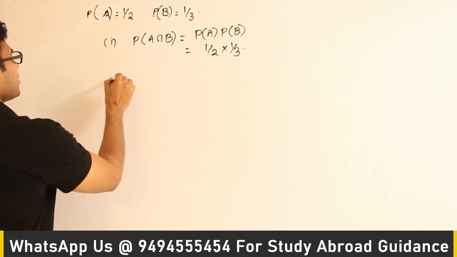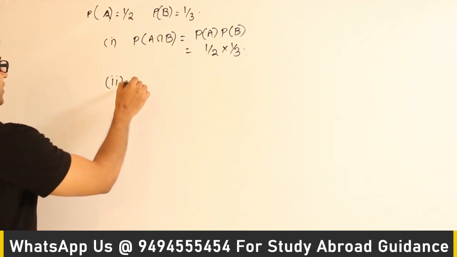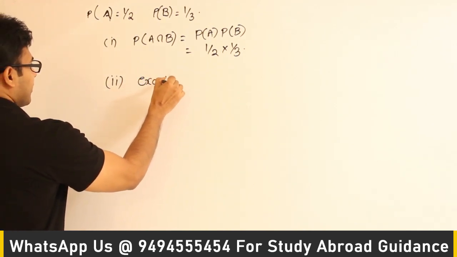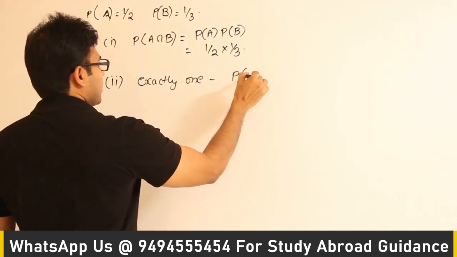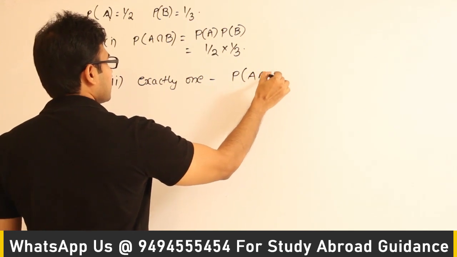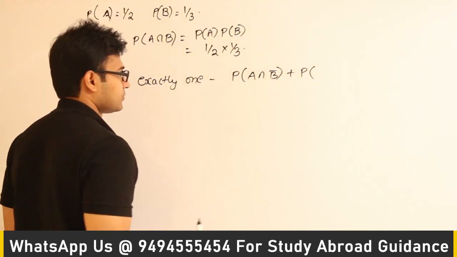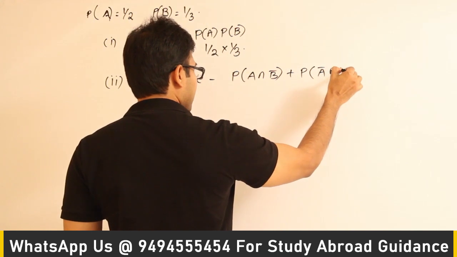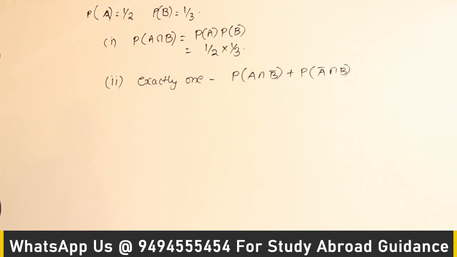So the second question is, what is the probability that exactly one of them will get selected? If you want exactly one of them to be selected, either A should get selected and B should not get selected, plus A should not get selected and B should get selected. So these are the two events in which we are going to have exactly one person selected.